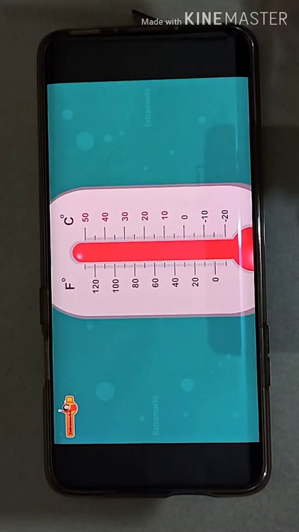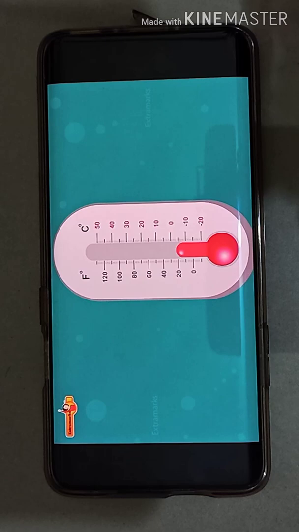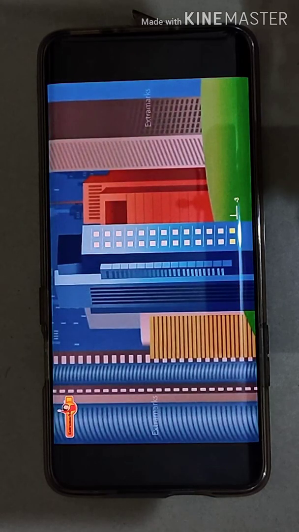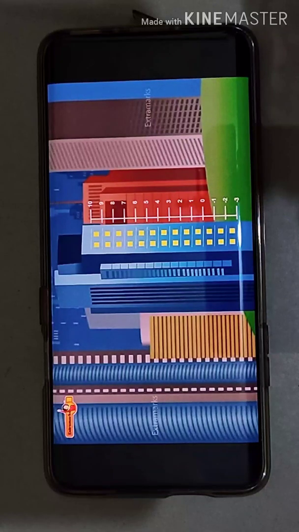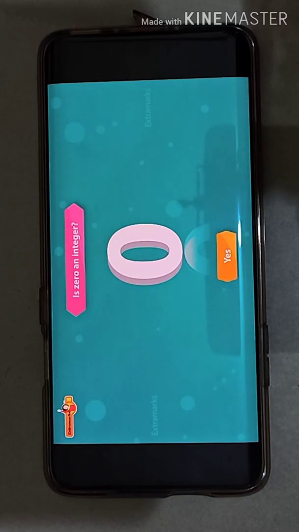Whether the numbers are positive and above zero, or negative and below zero, all whole numbers and their opposites are called integers. This means that the numbers on the thermometer, the ones we count with the floors of a building, are all integers. Hope you got an idea of integers. But what about zero? Is zero an integer? Well, zero is an integer too.